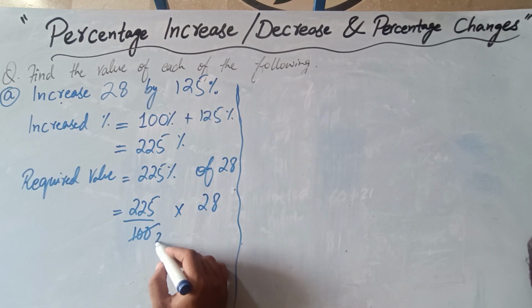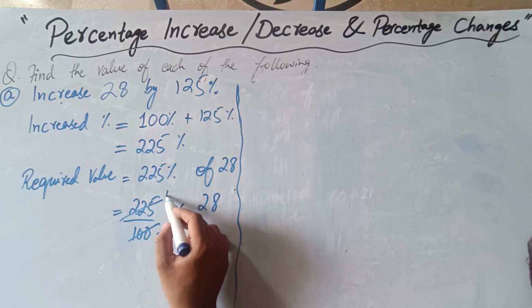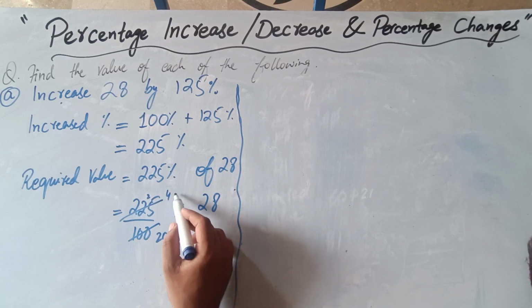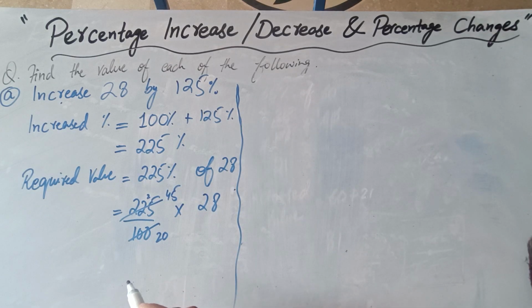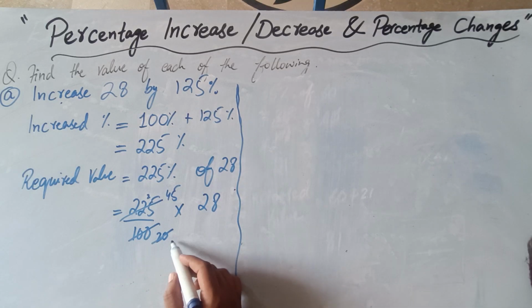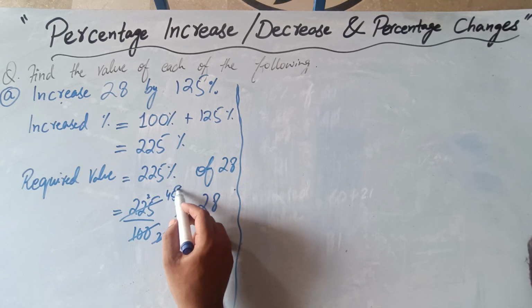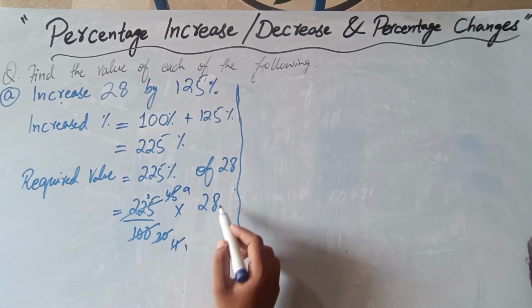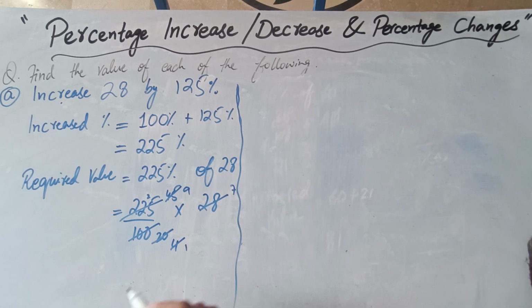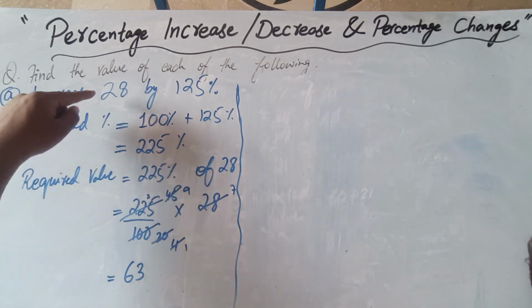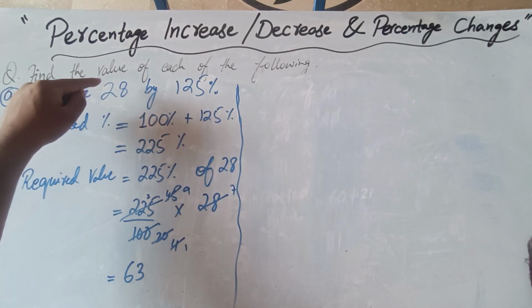Now 5 times 4 is 20, and 2 will be carried. 5 times 5 is 25. Again they are going with 5. 5 fours are 20, 5 nines are 45. Now 4 ones are 4, 7s are 28. So 7 nines are 63. It means that if we increase 28 by 125%, the answer would be 63.